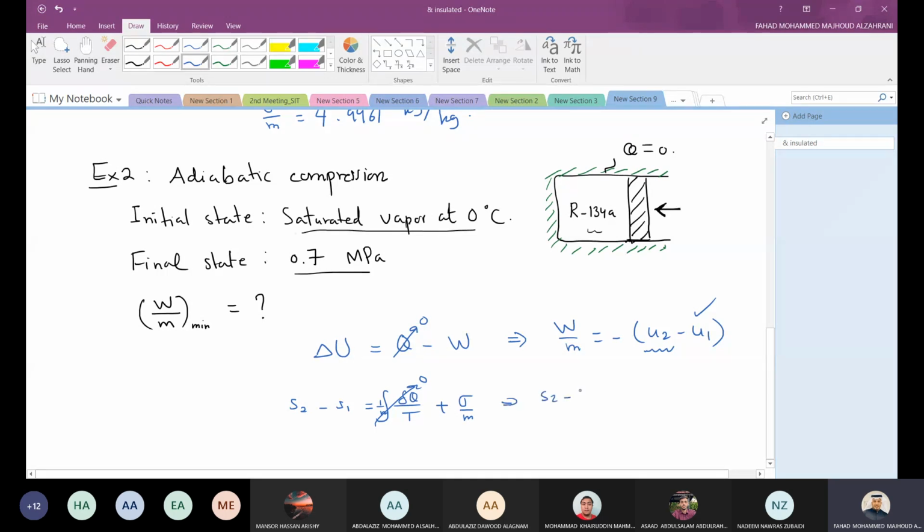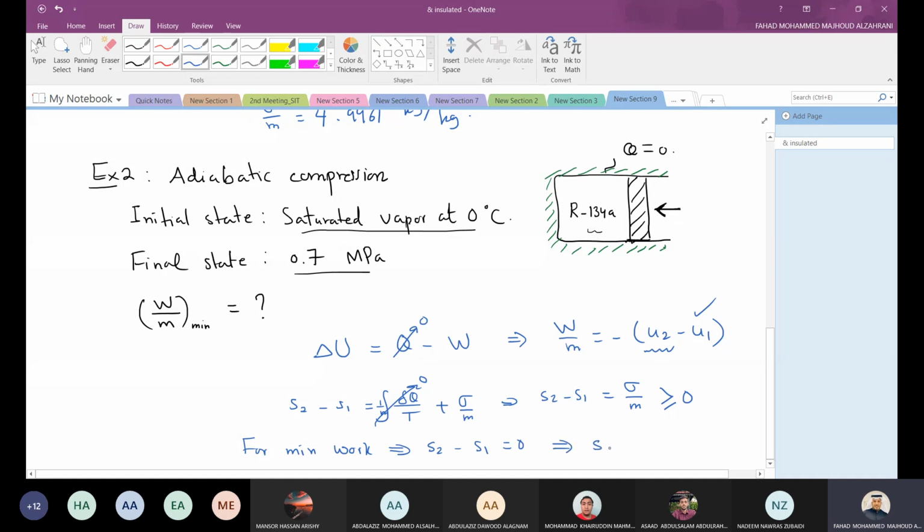So the question here is S2 minus S1 equals sigma over m. What are the possible values for this sigma? 0 or positive. What is the minimum theoretical work? What is the minimum value here for delta S? It is 0. So for minimum work, S2 minus S1 equals 0.